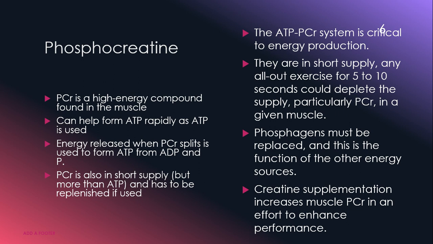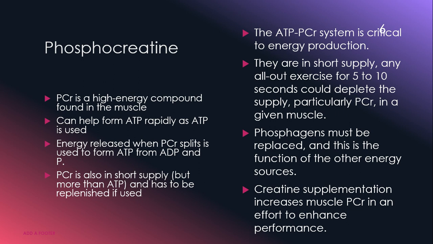This system is utilized primarily for quick, maximal exercises lasting about 1 to 6 seconds or more, such as sprinting. The ATP PCR system is critical to energy production because these phosphagens are in short supply, particularly PCR in a given muscle. Hence, the phosphagens must be replaced, and this is the function of the other energy sources. Increasing the level of PCR in the muscle would provide a greater fuel reserve and possibly enhance the performance of brief, high-intensity exercise. Creatine supplementation is one way athletes are increasing muscle PCR in an effort to enhance performance.